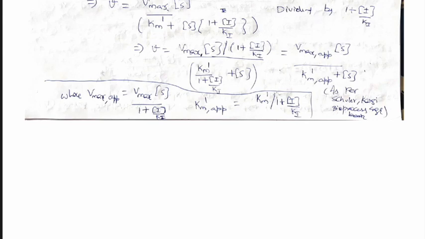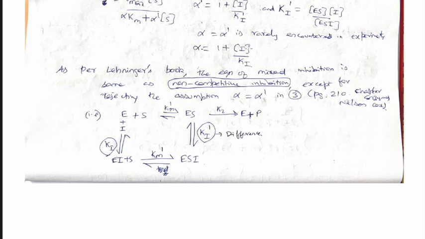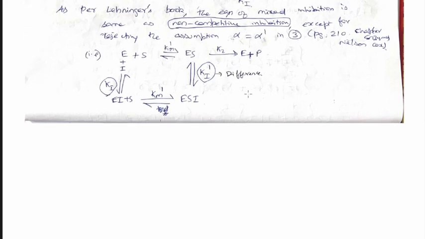So finally, if you see, mixed inhibition is similar to non-competitive inhibition. The equation is written here, and in this mixed inhibition the alpha, for simplification, in non-competitive inhibition we take alpha is equal to alpha dash. As per Lehninger's book, they have mentioned that alpha equal to alpha dash is rarely encountered, where alpha is equal to 1 plus I by Ki. So Ki dash is equal to Es into I by ESI. So we write down these equations, and then the final value we get is similar to non-competitive inhibition.